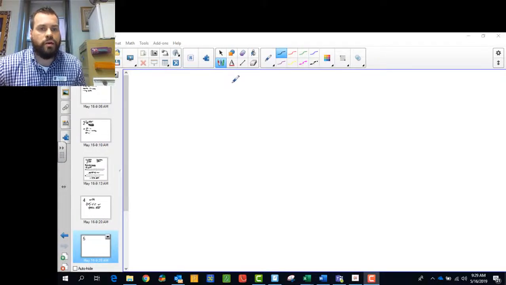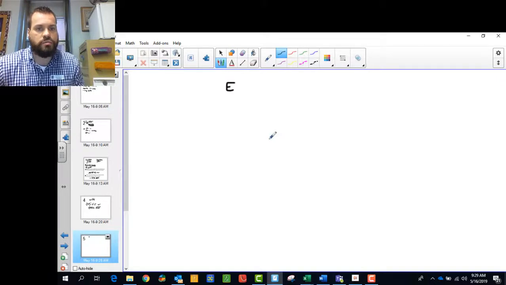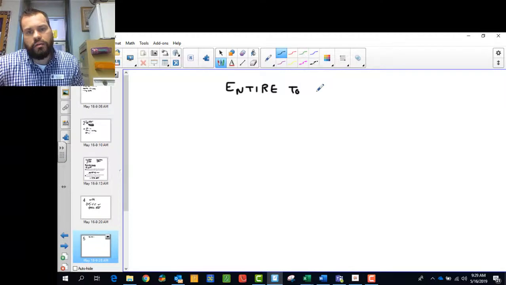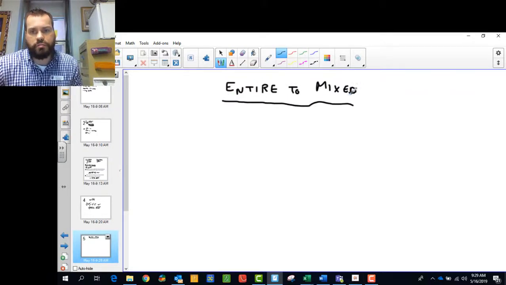Okay, so now what happens if I've already gone mixed to entire, and now I want to go entire to mixed? How do I go backwards? This one's a little bit more complicated, but it will be okay as long as you know your perfect squares and perfect cubes and those things, okay?